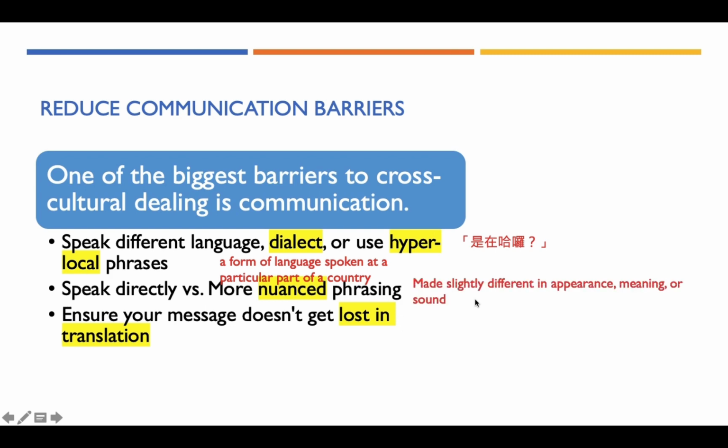So what does nuance mean? Nuance means made slightly different, small differences in appearance, meaning, or sound. So if you use nuanced phrasing, it means there is more room for people to interpret. So it's not in black and white completely. Okay. And more importantly, people's levels of fluency of a particular language is different.